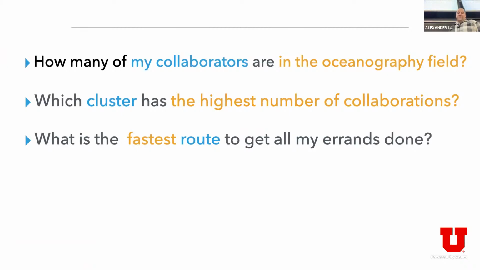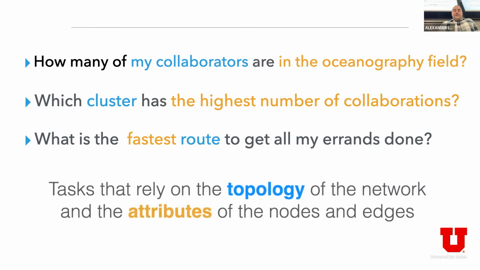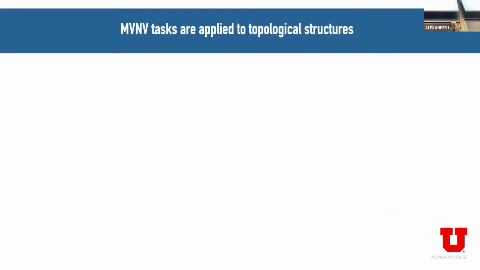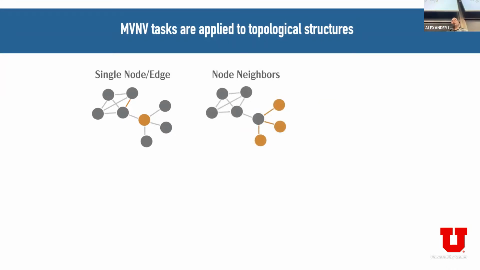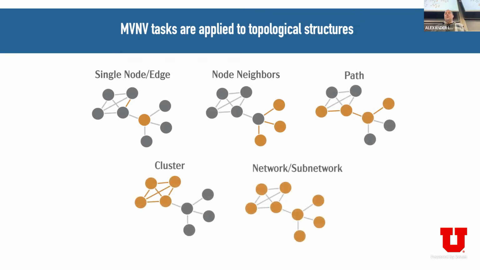And so what we have here, the blue parts are the topology-based aspects, and the orange parts here are the attribute-based aspects. And so we have these tasks that rely on both of them. And so these MVN tasks are applied to topological structures that we identified. So first, sometimes you want to learn something about a single node or an edge. Sometimes you want to learn something about neighbors. Sometimes you want to learn something about paths, or about clusters, or about a whole network or subnetwork. So you could summarize, what's the average age of all the people in this network, or what's the average age in this particular cluster, for example.